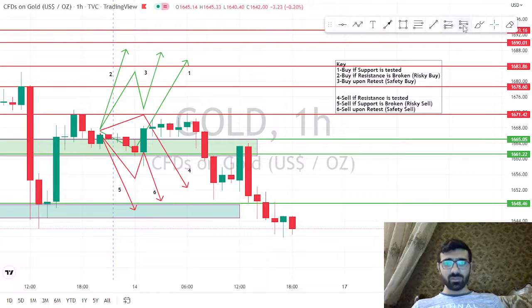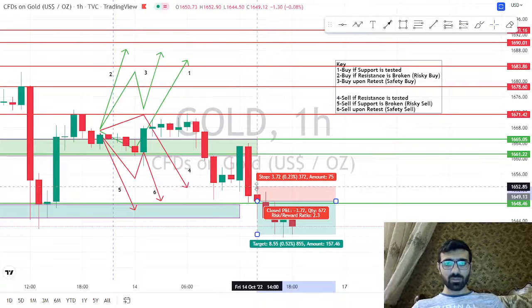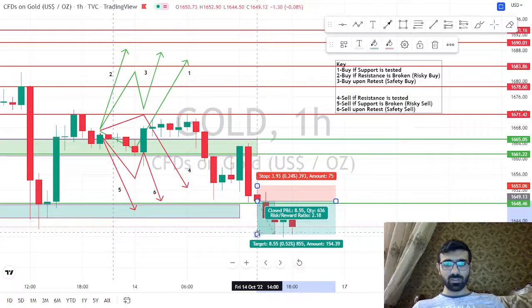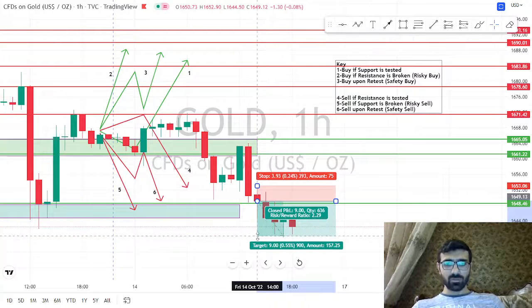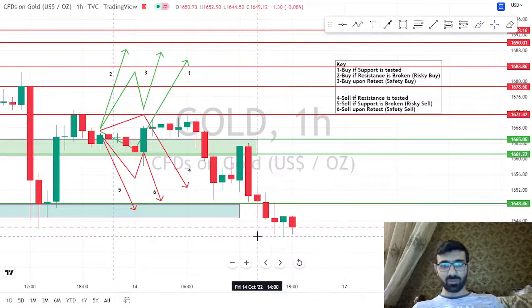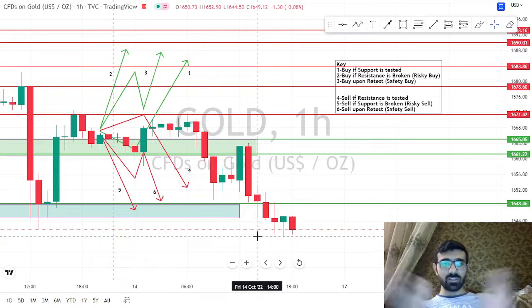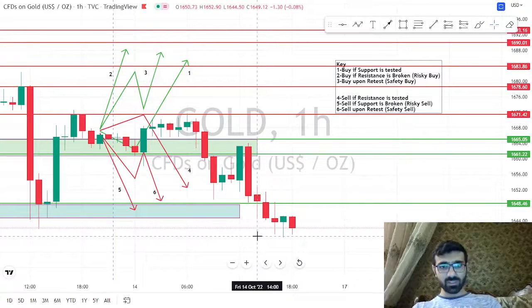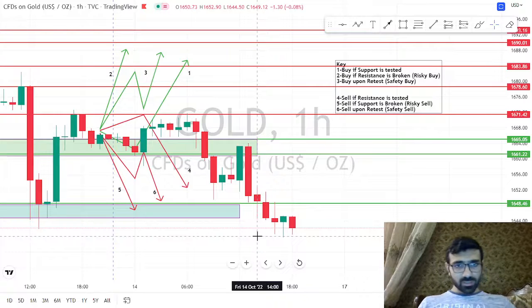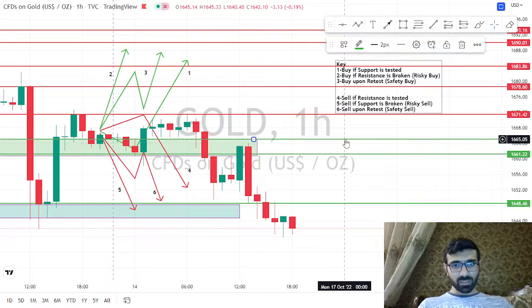And if you guys were safety sellers, then you could have sold from here. Your stop loss will be approximately this, and your take profit will be approximately this. So this trade would have given you a 2.3% profit, and it would still be running in profit. Overall, very good profits in the gold setups that we gave yesterday. Now let us discuss the fresh scenarios of buying and selling.